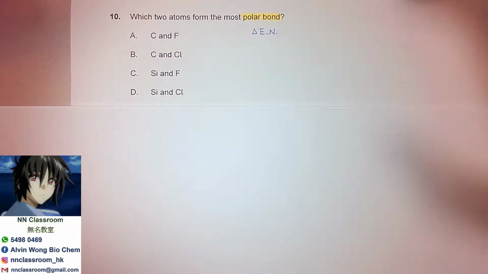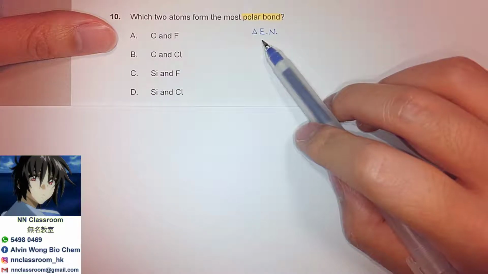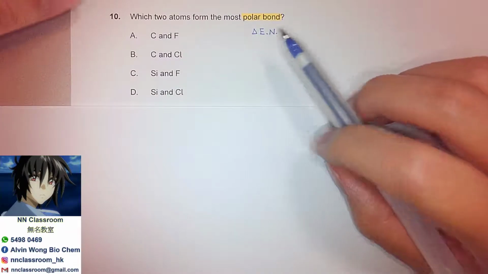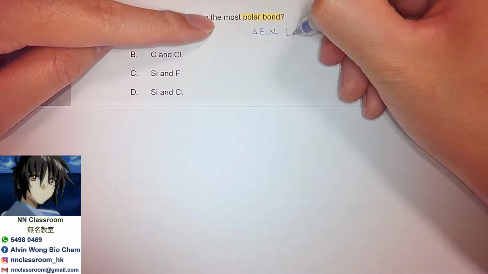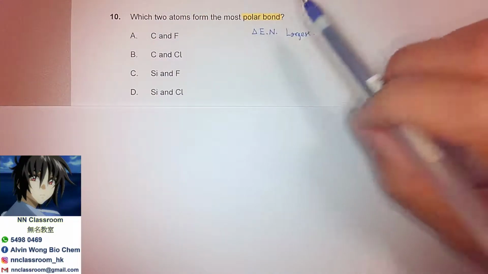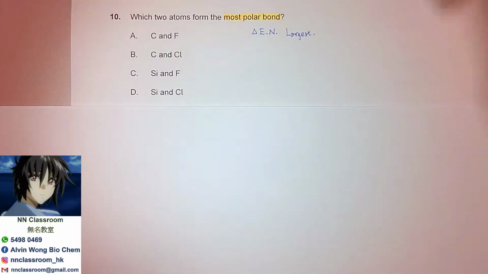And the reason why such a phenomenon occurs is because of a difference of electronegativity. So this simply implies that if the difference of electronegativity is going to be large, or in this case the largest, then the polarity will be the most. That means the highest degree of polarity, right?